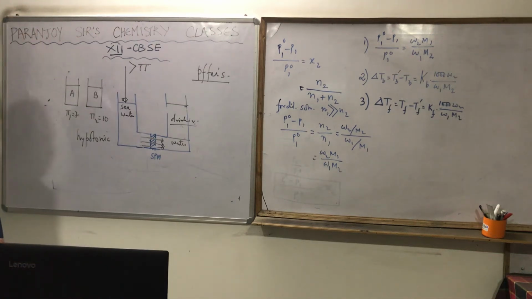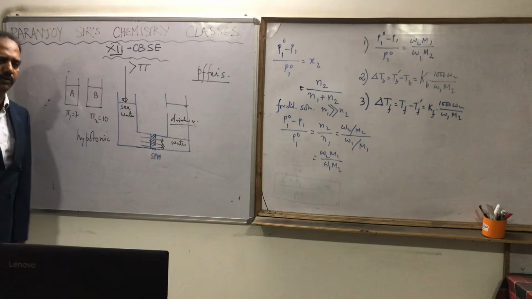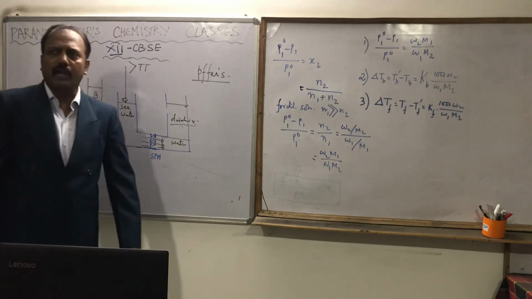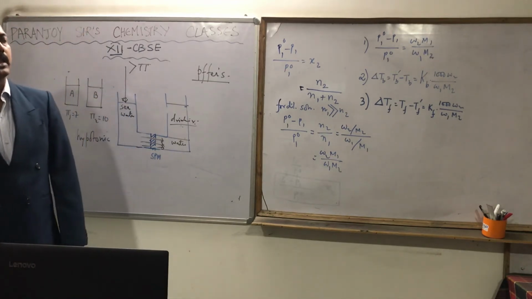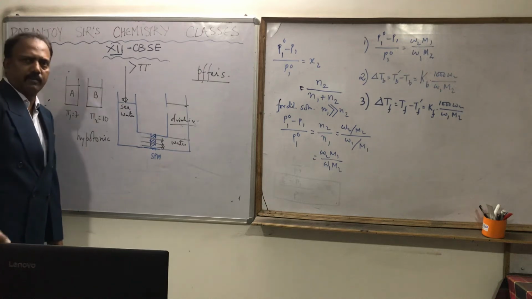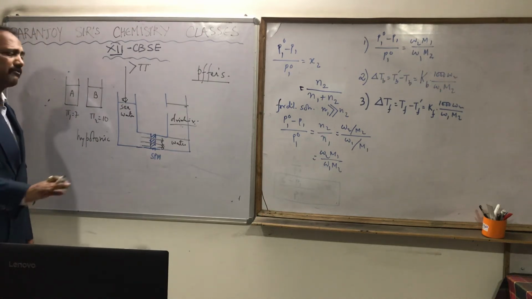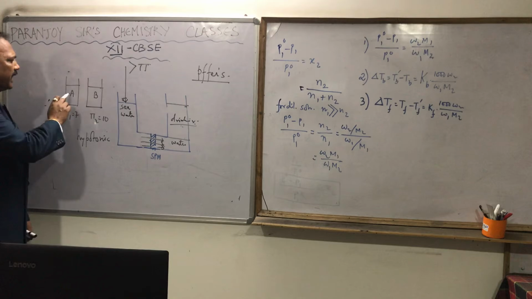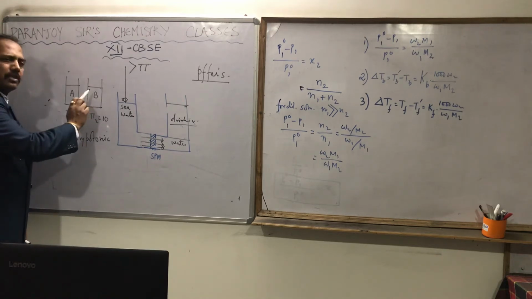Obviously this is a completely comparative value. Suppose tall: I am taller than somebody, but I am shorter than somebody else. I am taller than someone with respect to one person, but shorter with respect to another. Now solution A is hypotonic with respect to solution B.